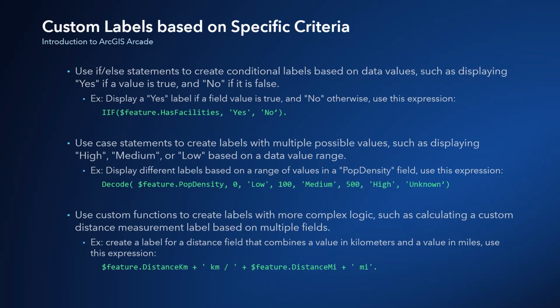And in this last example, we're going to take a look at using labels to create a label for a distance field that combines a value in kilometers and a value in miles. So we can see both of those here used with this Arcade expression.